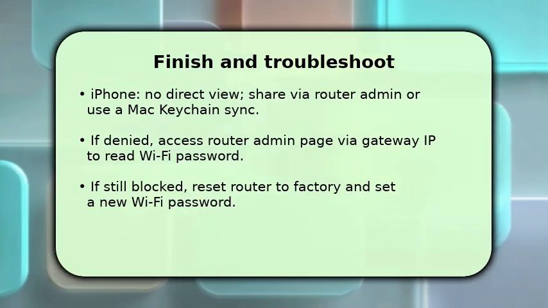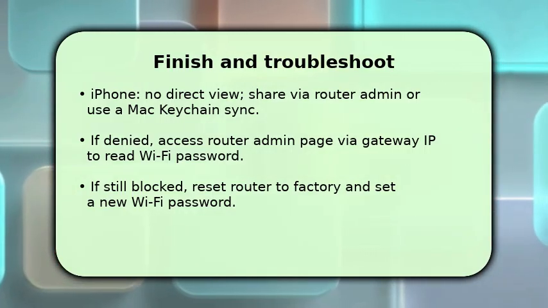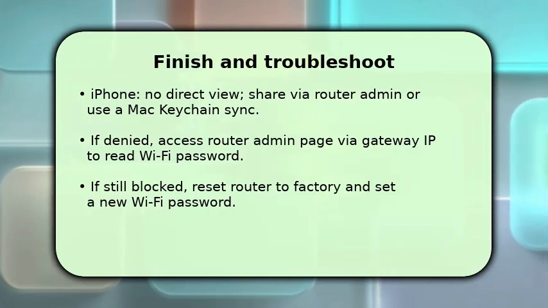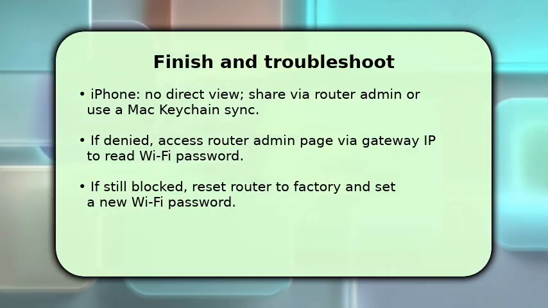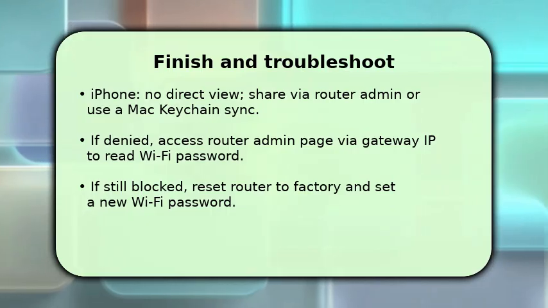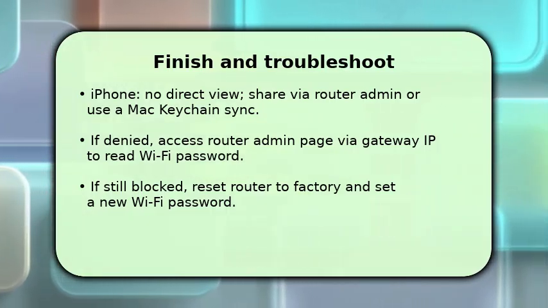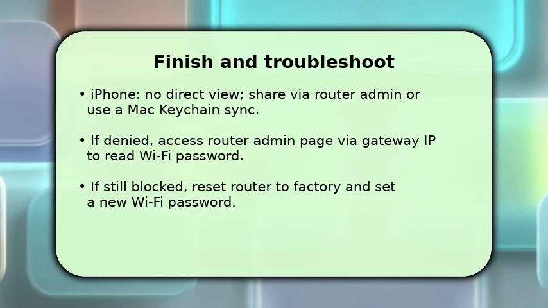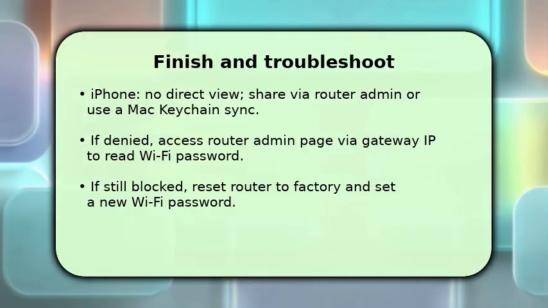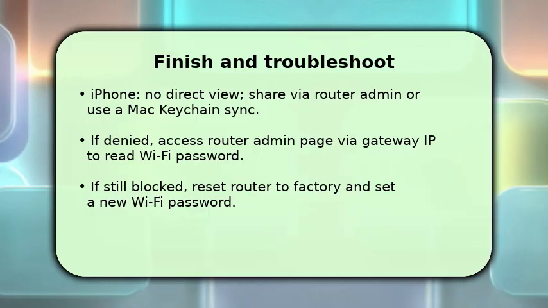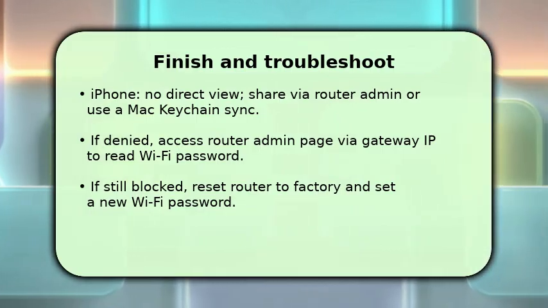If you cannot view it, for example on iPhone without keychain sync, log into the router's admin interface using the gateway IP, then check the wireless settings where the SSID and passphrase are shown. Once done, record the password securely. If access is blocked or forgotten, reset the router to factory defaults and create a new password. But note this interrupts all connected devices.